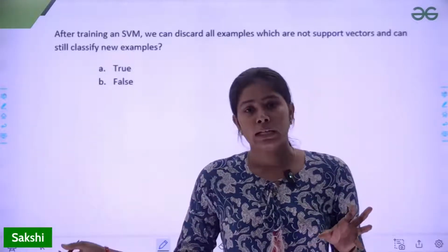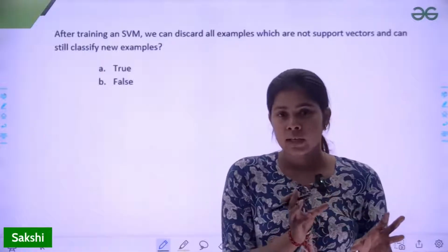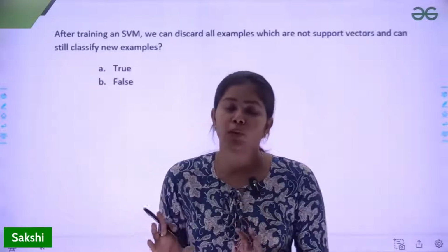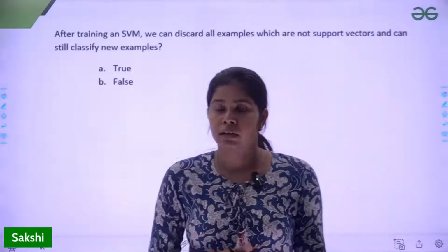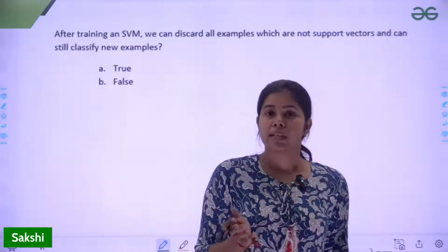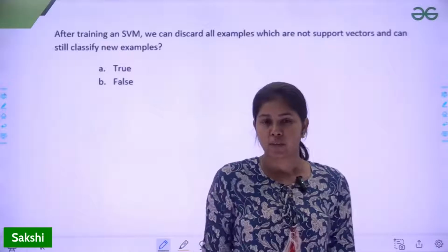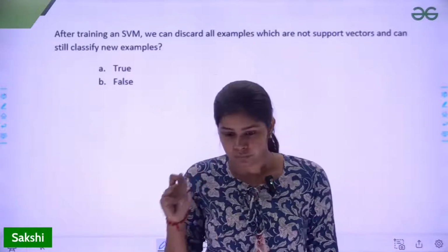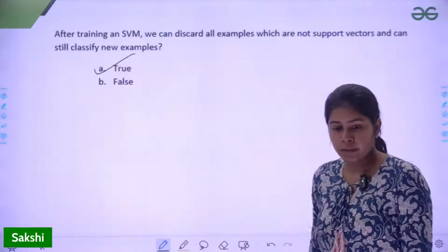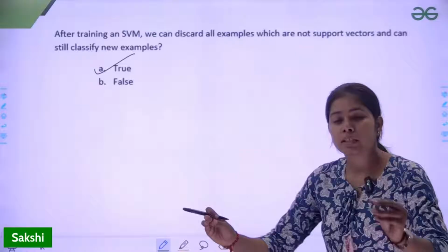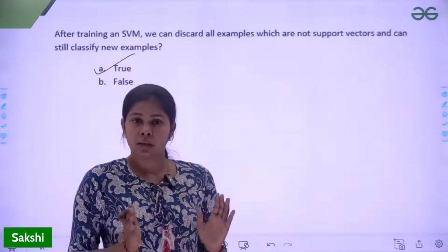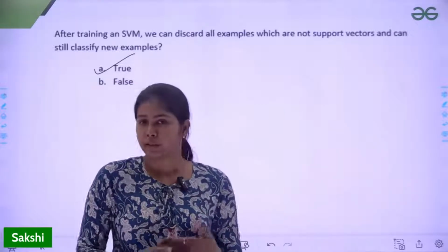What would I do? I'll take the point x and plug it into my decision boundary. If wx plus b is greater than or equal to 1, I'll classify it as positive. If wx plus b is less than or equal to minus 1, then I'll classify it as a negative point, right? So yes, we can classify right away, because support vectors are only required for us to get a decision boundary. Later on they are not required.